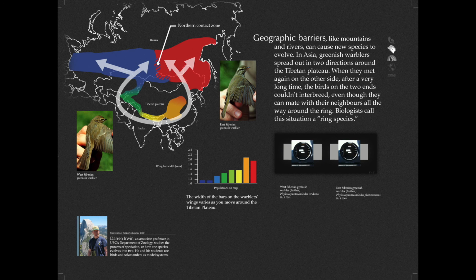Some of his most well-known work comes from Greenish warblers within Tibet. He was able to work with this group of organisms between the eastern and western Siberian type of Greenish warbler in order to describe a situation known as a ring species.